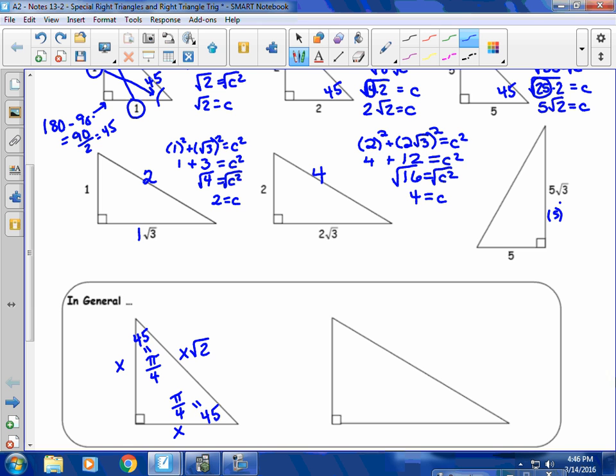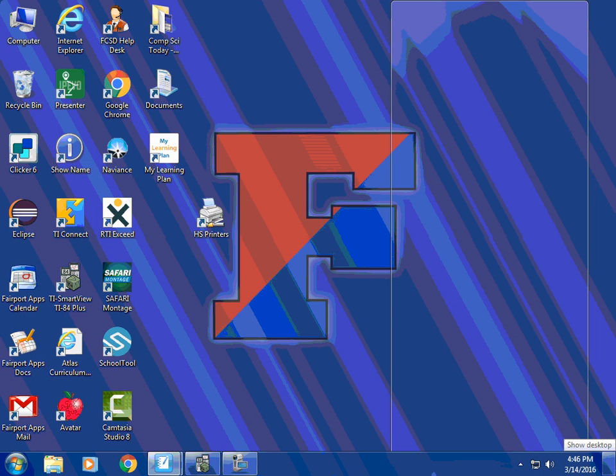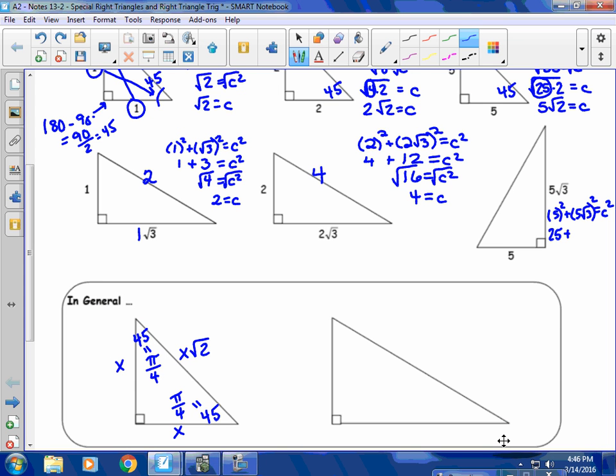So 5 squared plus 5 radical 3 squared equals c squared. 5 squared is easy, that's 25. What would 5 radical 3 squared be? 5 squared is 25 times 3, 75. So I get 100 equals c squared. You guess 10? Well, if you didn't, you were wrong, because that side is 10.